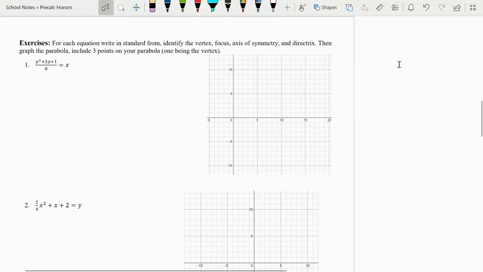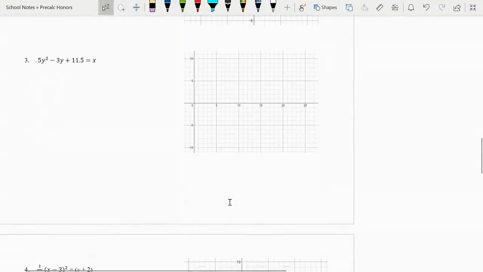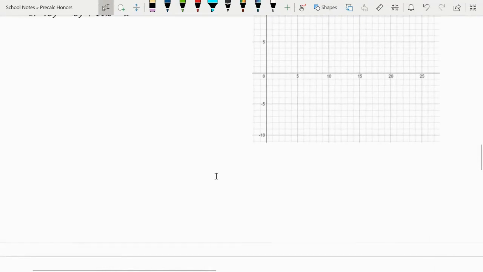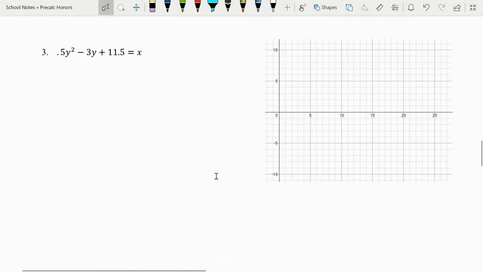All right, guys, going to do an example of changing a parabola to standard form and graphing one more time. I'm actually going to do example number 3 because our numbers are not so friendly on this one, and we'll have to complete the square one more time. The first thing I'm noticing about number 3 is it is a y-squared parabola to start off, and we'll have to complete the square. So I usually do that the same way.